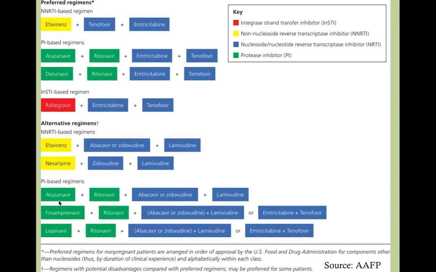This is an example of these regimens. So note that you always have 2 NRTIs at least, and you always have at least 1 drug of another class. So you can have 2 NRTIs and efavirenz, an NNRTI. You can have 2 NRTIs and a protease inhibitor. A lot of times we add on ritonavir to another protease inhibitor. You can have 2 NRTIs and an INSTI, like raltegravir. Or you may use 3 NRTIs. You can do that as long as you're using at least 1 drug of another class.